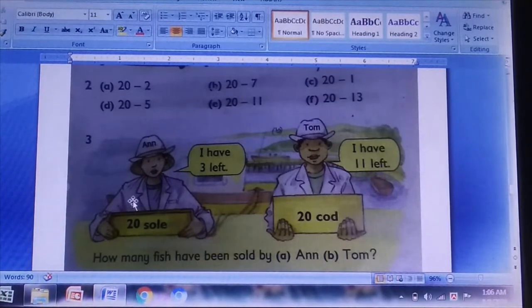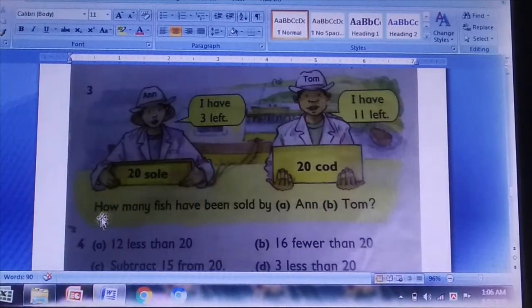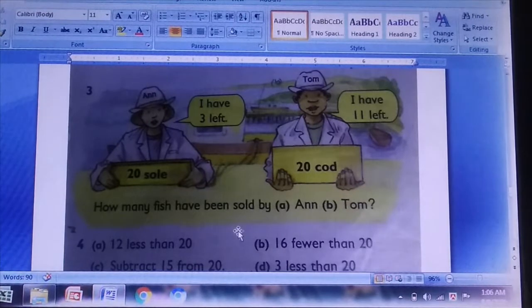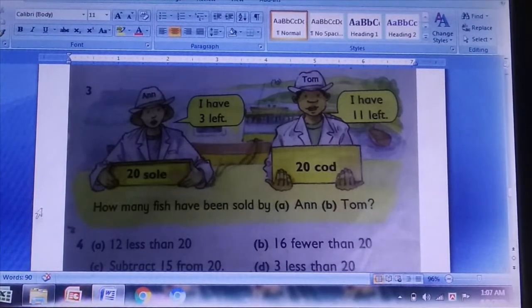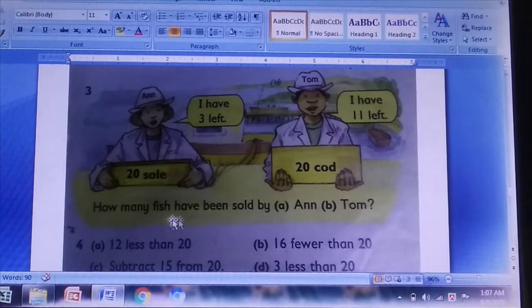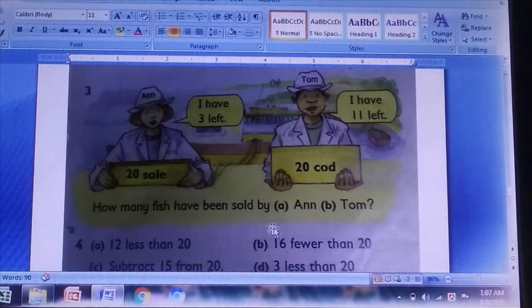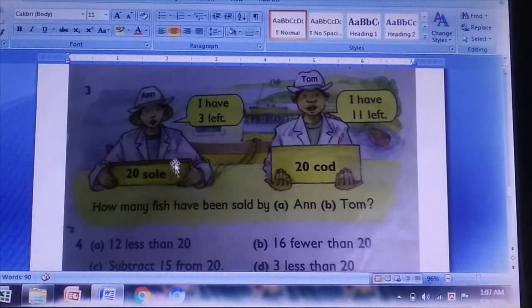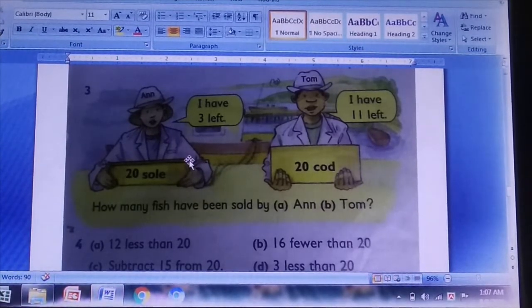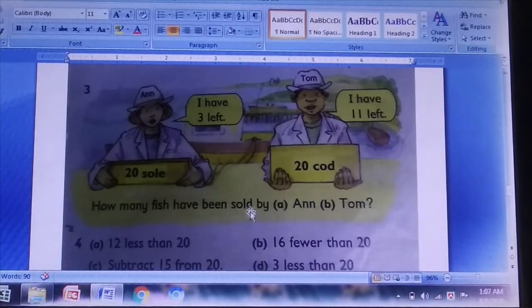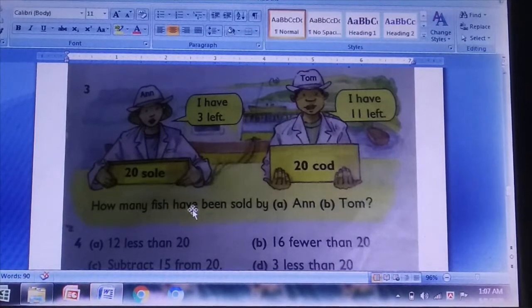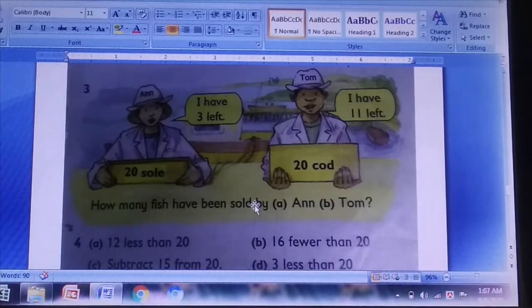Okay, the question is, look at here. How many fish have been sold by Anne or Tom? The question is, how many fish have been sold by Anne? Anne has 20 sole fish and he has 3 left. So we need to minus the number to find out how many fish have been sold by Anne.